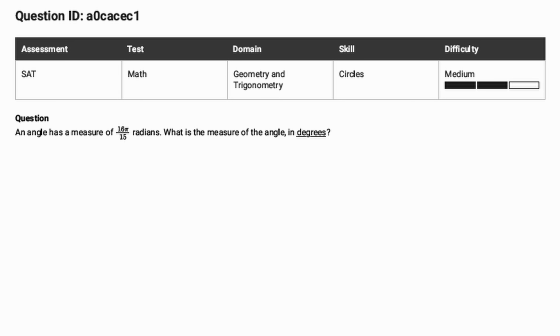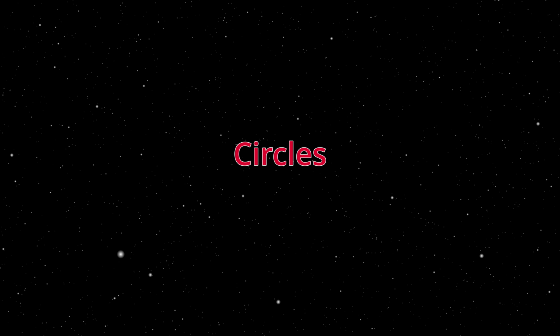An angle has a measure of 16 pi over 15 radians. What is the measure of the angle in degrees? Now, remember what I said, pi equals 180. So literally all you have to do is plug in 16 times 180 over 15, and you get the answer, 192.